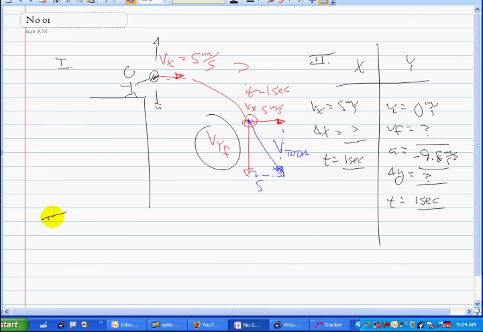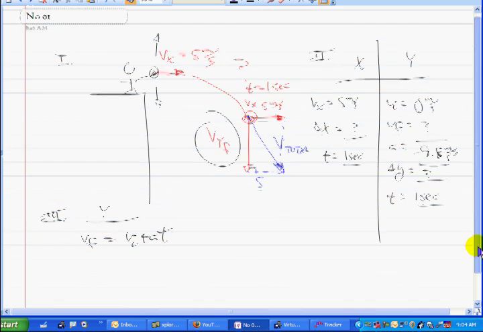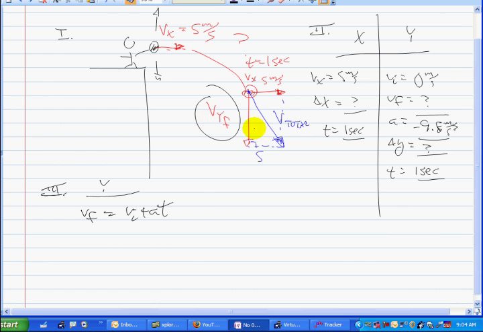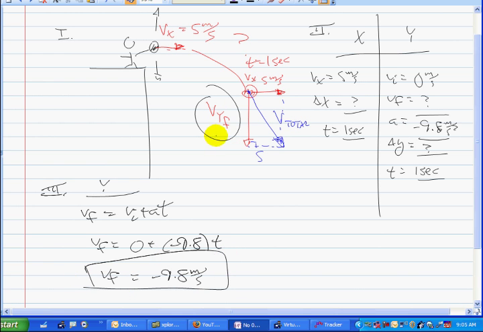So in step 3, we first solve in the vertical direction. VF equals VI plus AT, because we want to know that final speed vertically to get our total velocity here. Okay? So VF is simply equal to 0 plus negative 9.8 times time. This one we don't really need a calculator. The final vertical speed is negative 9.8 meters per second. In other words, after 1 second, the ball will fall and speed up to negative 9.8 meters per second.